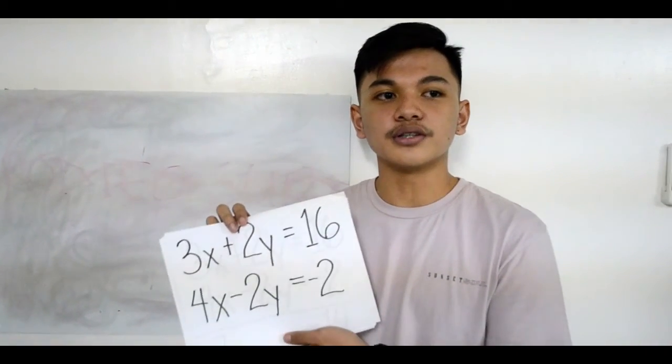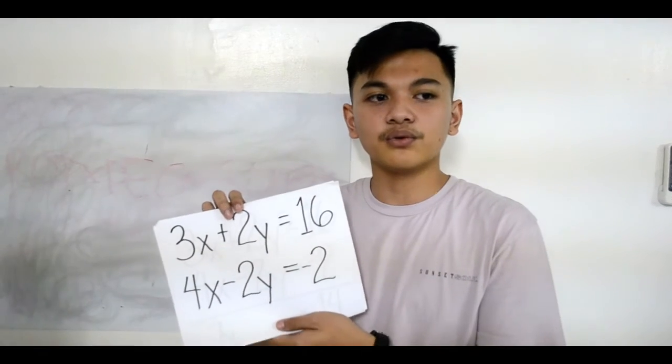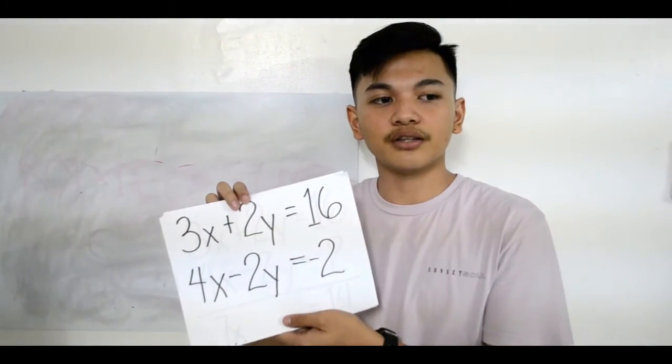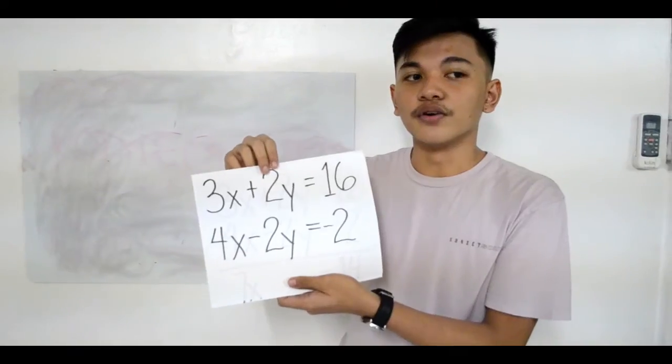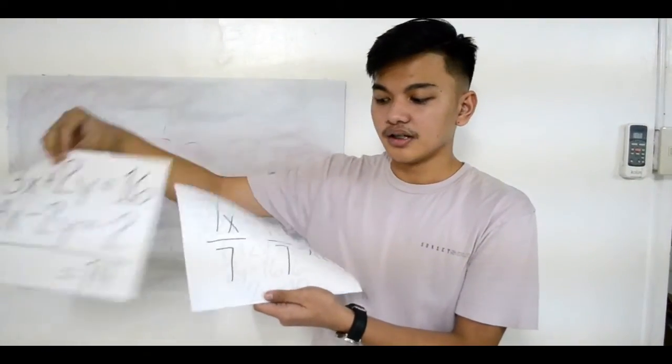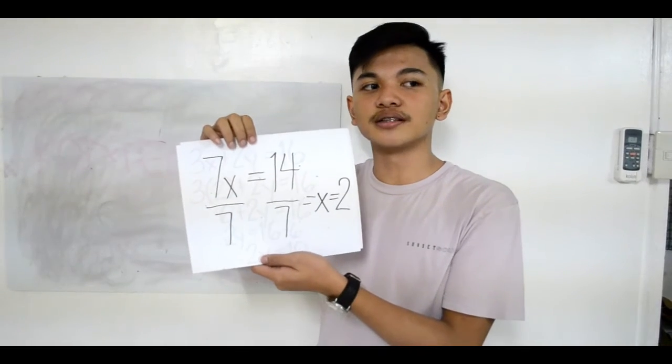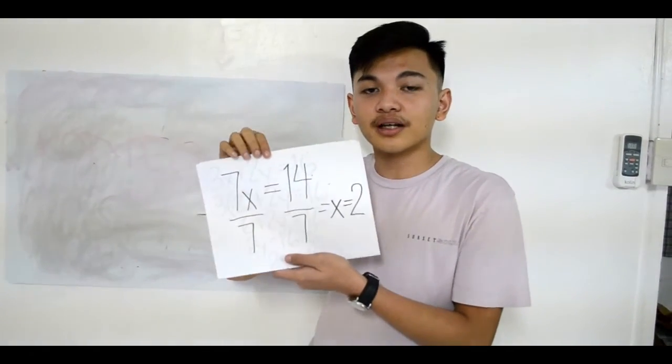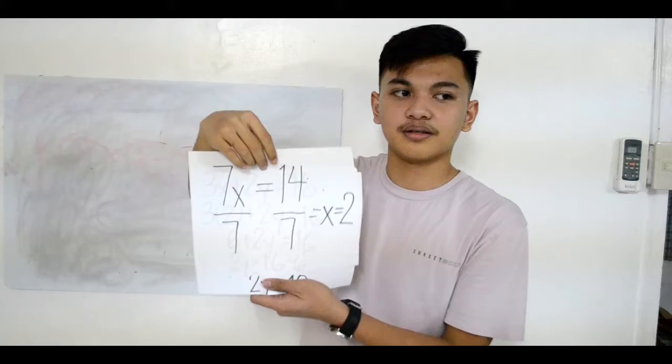If we add both equations, the 2y and the negative 2y form a zero pair and are eliminated from the resulting equation. For our first step, add the two equations. Then, divide both sides of the equation by 7 to isolate x.